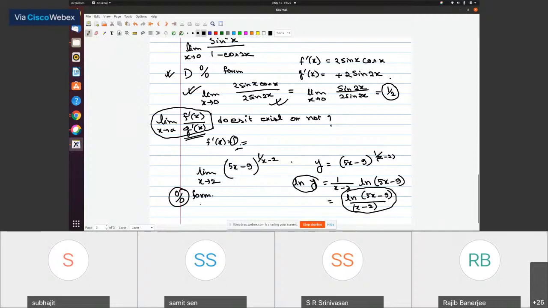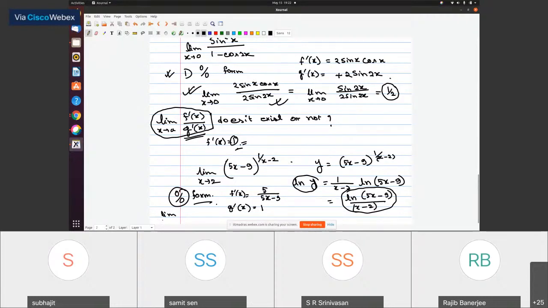Now you can apply L'Hopital's rule here. What is my f dash x here? It is 5 by 5x minus 9. And what is my g dash x here? It is 1, right? Is it correct? So can we calculate the limit now?